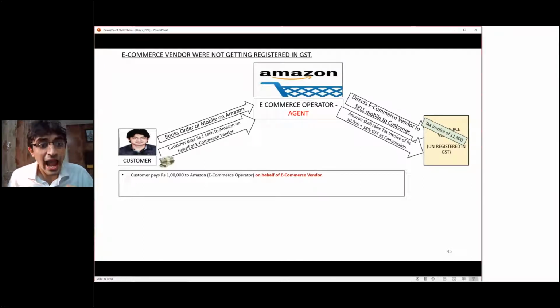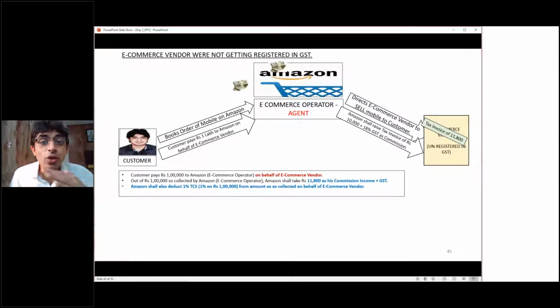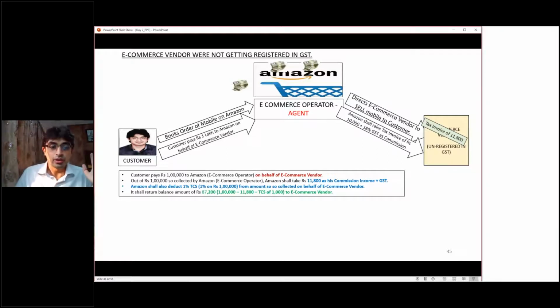Now, as a customer, I paid 1 lakh rupees. From 1st October 18, Amazon will deduct its 11,800 commission. That will remain the same. Plus, on this transaction of 1 lakh rupees, Amazon will also deduct TCS of that vendor at 1%. 1% TCS on 1 lakh is 1000 rupees. And the balance 87,200 it will give to the vendor.